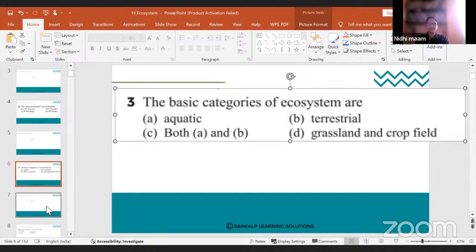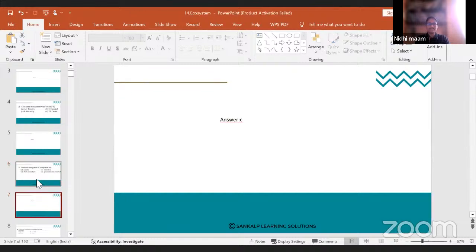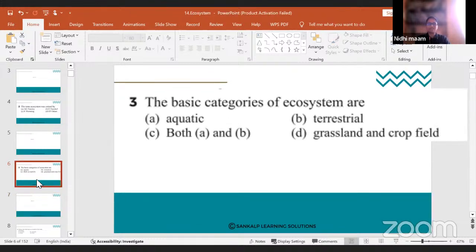Let us check the answer. The confusion is between B and C. The right answer is both A and B, that is option C. Aquatic and terrestrial, both are basic categories of ecosystem.